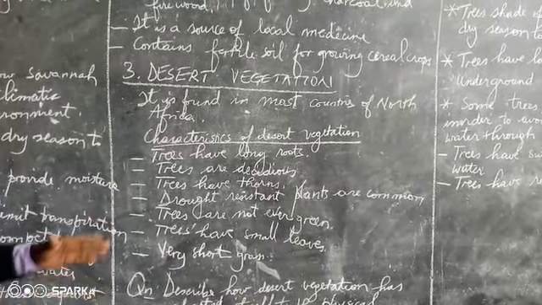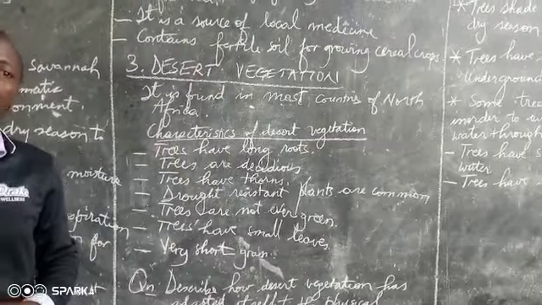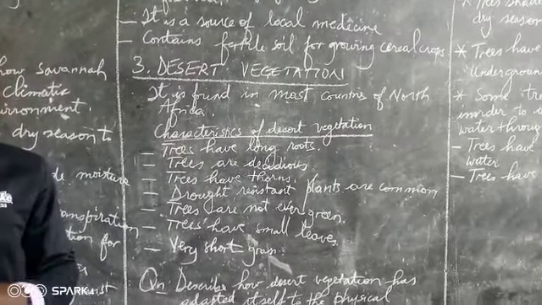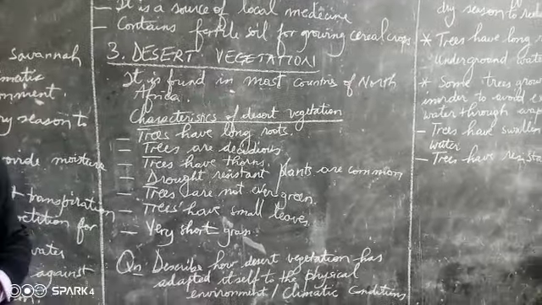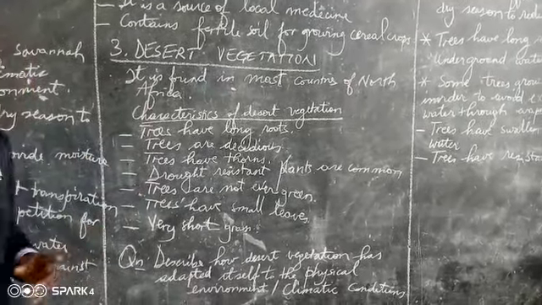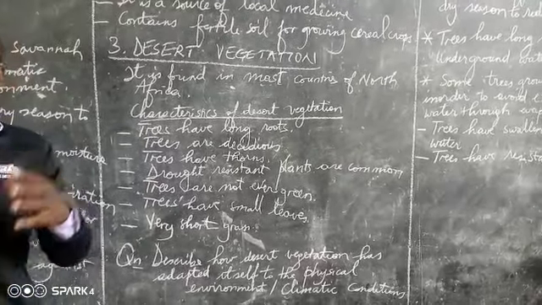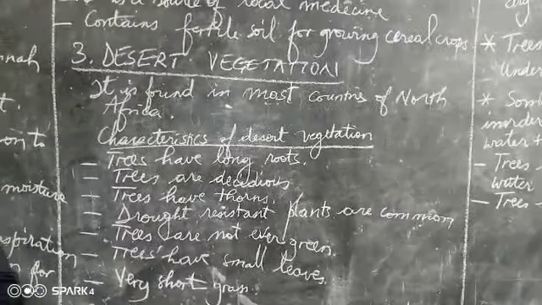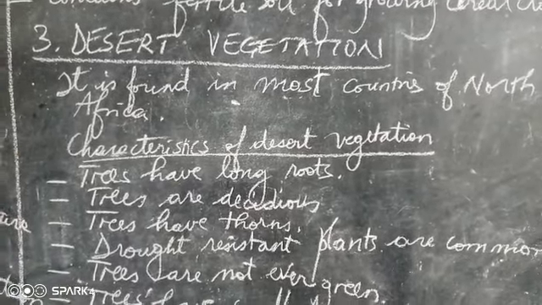Today, we are basically going to talk about desert vegetation. Remember in the previous episode, we discussed different types of natural vegetation found in Africa. But the intention of today is desert vegetation. In Africa, you can ask yourself, where can we find desert vegetation? Most desert vegetation in Africa is found in most countries of North Africa.